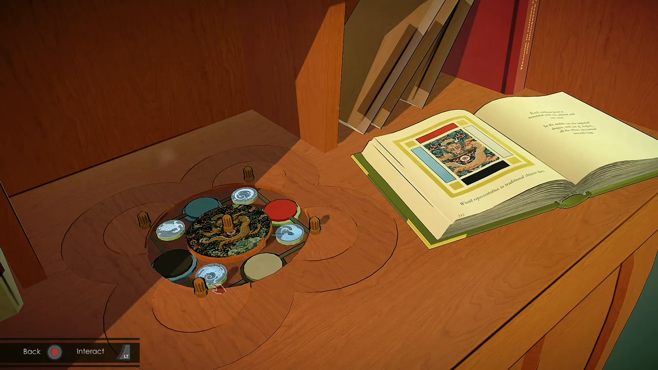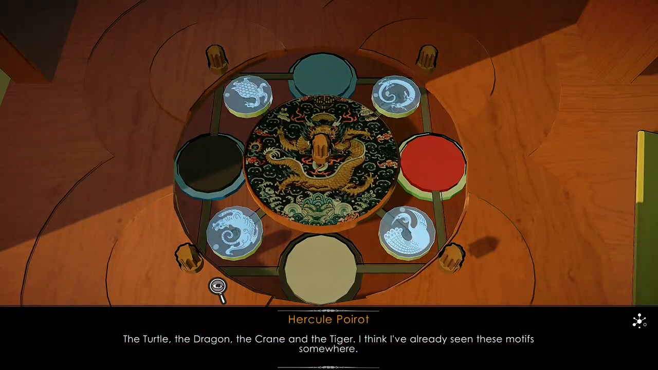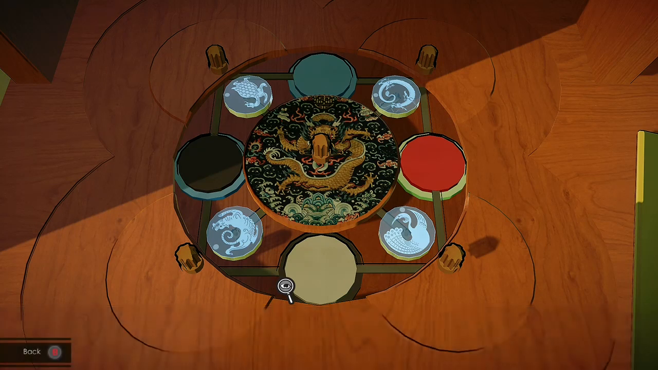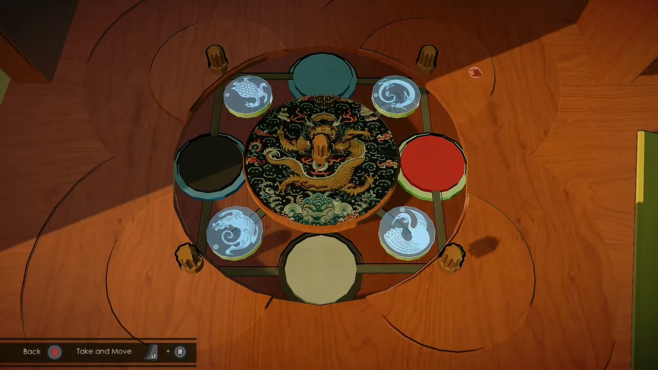Let's have a look. Turtle, the dragon, the crane, and the tiger. I think I've already seen this motif somewhere. We have. So we were sitting where the dragon was.